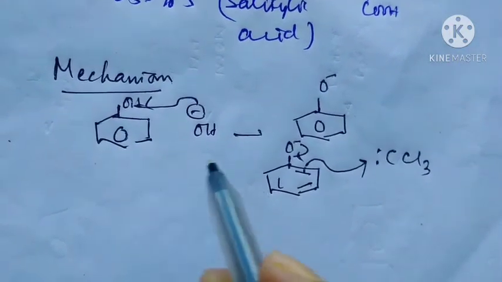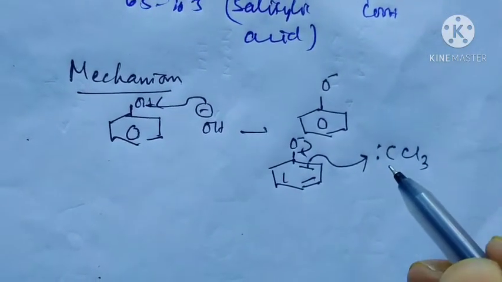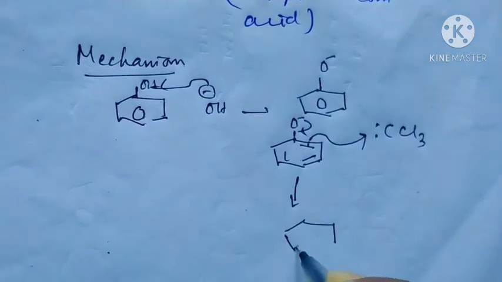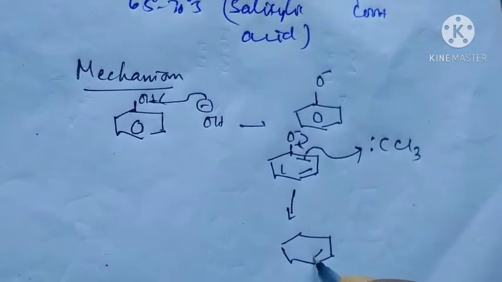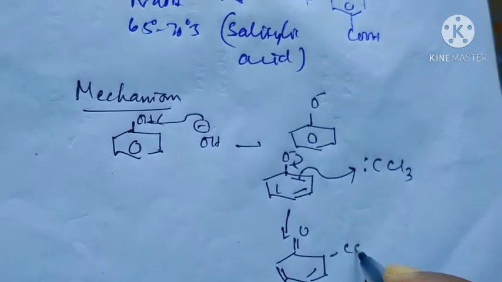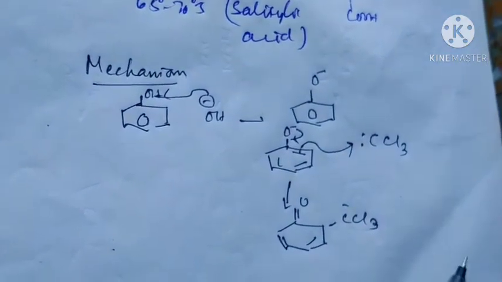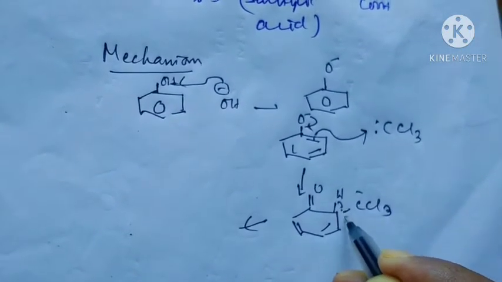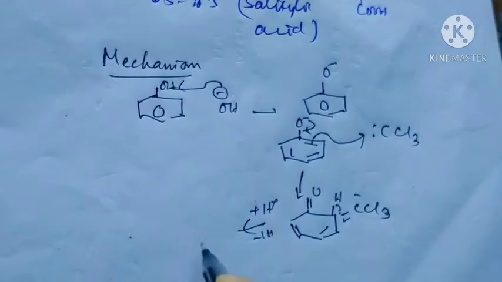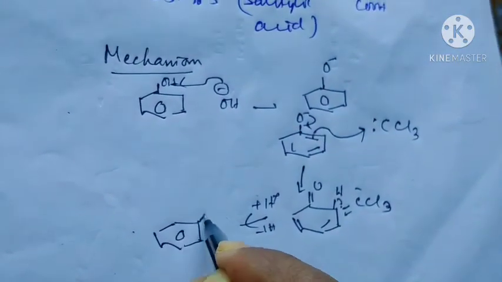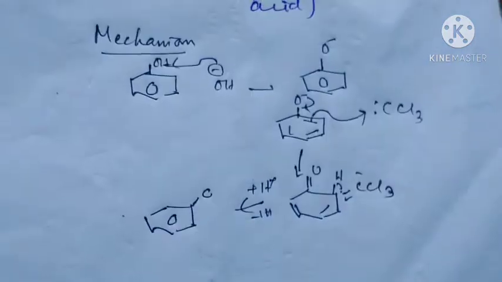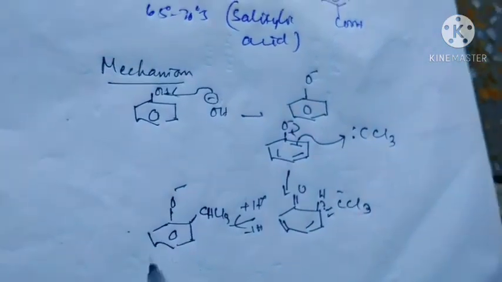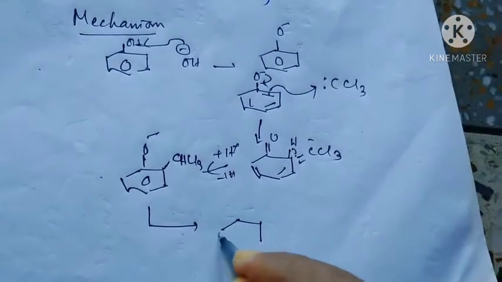Okay, now in case of salicylic acid, I have already done it for you. You can see the mechanism. It will form the CCl3 minus. Now whenever the CCl3 minus is forming, you can see from here it is forming the CCl3. This is the actual formation system. Okay, now in presence of H plus and minus H plus, then it will form this CHCl3 and O minus.